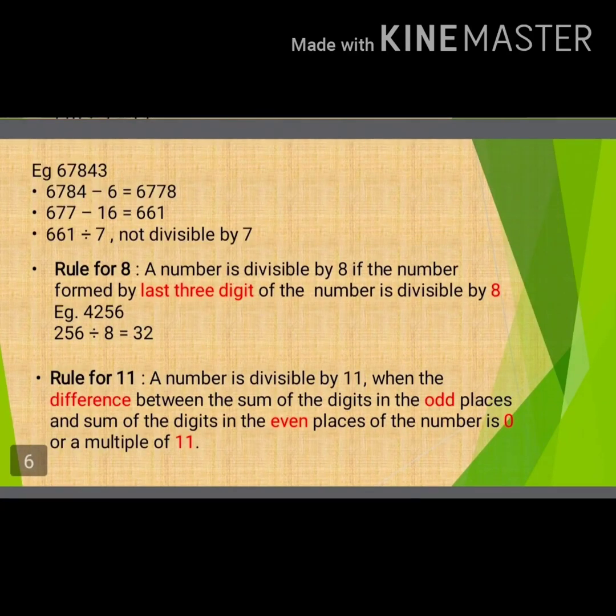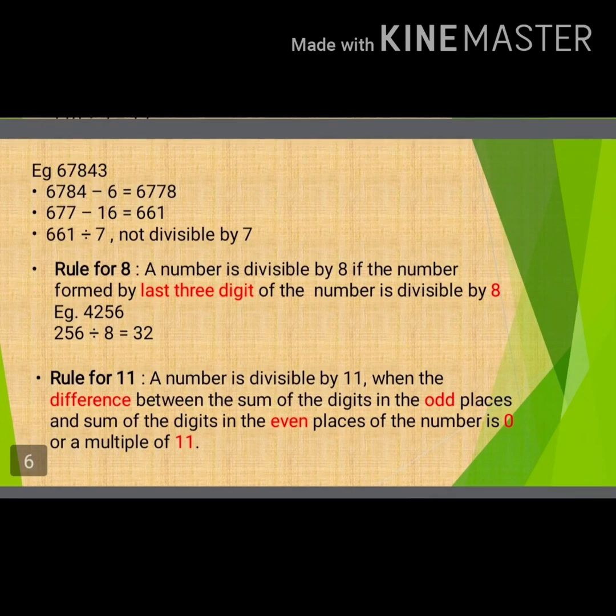We have taken one more example for divisibility of 7: 67843. As you can see, we have doubled the last digit 3 and it turns to 6. That 6 we subtract from the rest of the number 6784. I get 6778. Again I double the last digit 8 and I get 16. That will be subtracted from 677. I get 661. Again here the last digit is 1. When I double the last digit I get 2. So 66 minus 2 will give me 64, which is not divisible by 7.